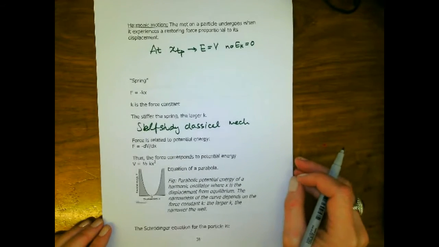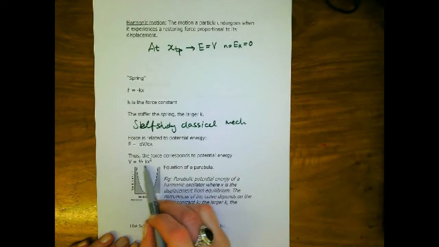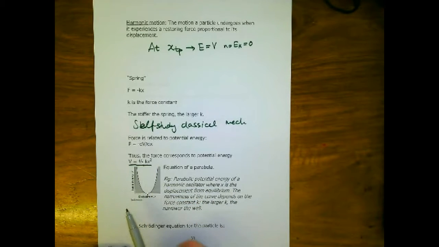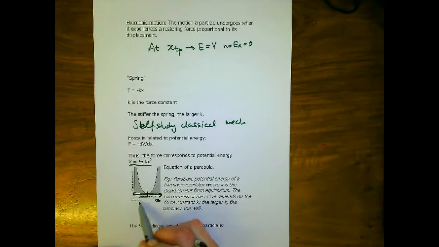What is important in this system is the potential energy equation. For a harmonic oscillator, the potential energy is given by half kx squared. And this is what the potential energy well looks like. So we have a parabolic potential energy well. This is our equilibrium position at 0, and this is the displacement x relative to the equilibrium position.